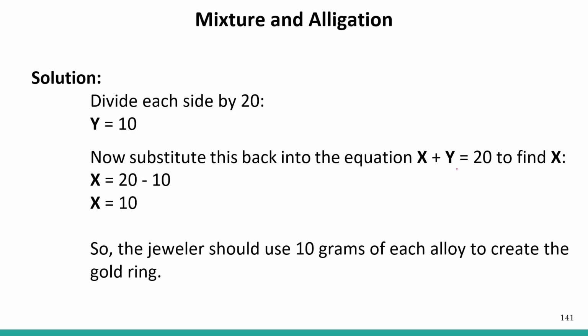So x plus y is equal to what? 20. So x is equal to what? x will be 10, because x plus y is equal to 20. So if y is equal to 10, this implies that x is also equal to 10. Right. So the jeweler should use 10 grams of each alloy, that is the 14 karat gold alloy and the 18 karat gold, to make the new gold ring.